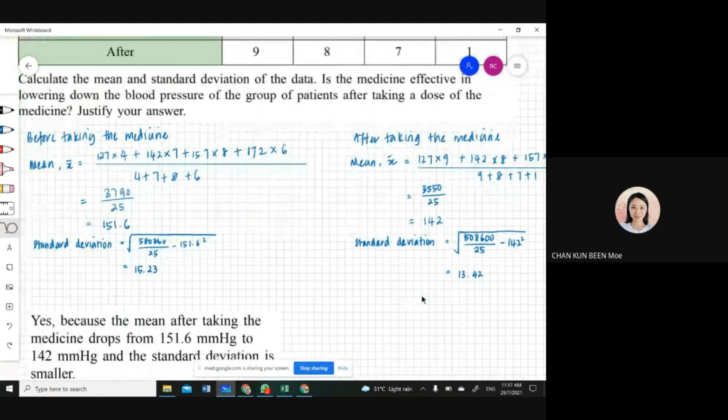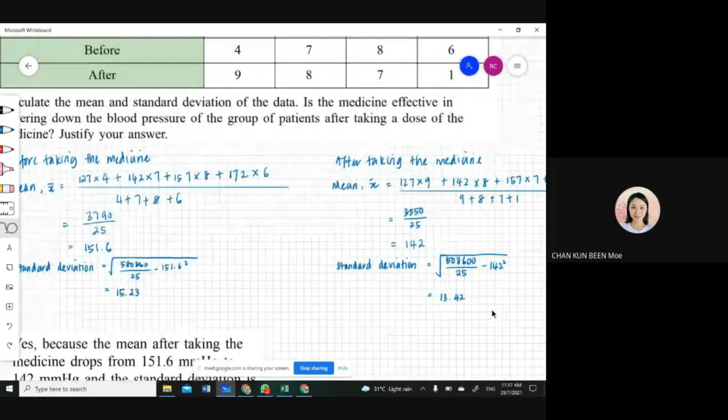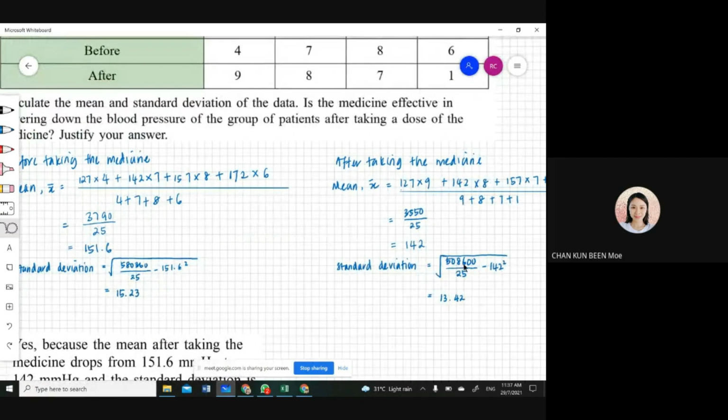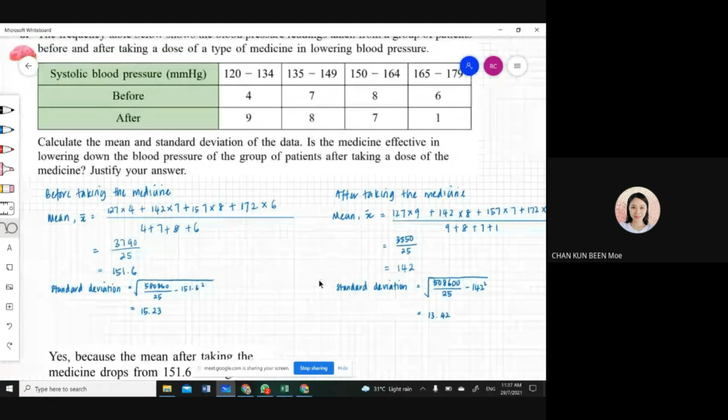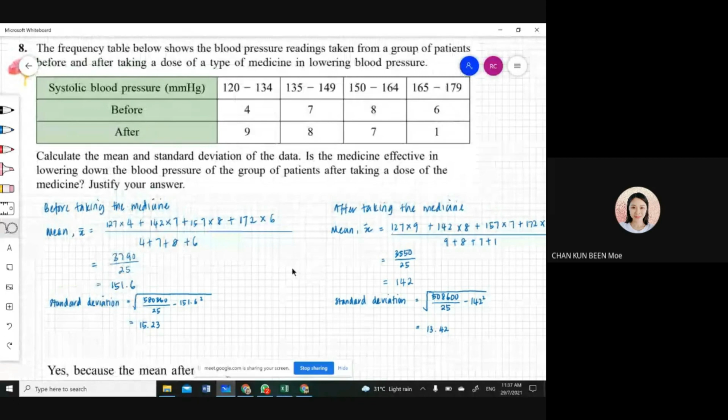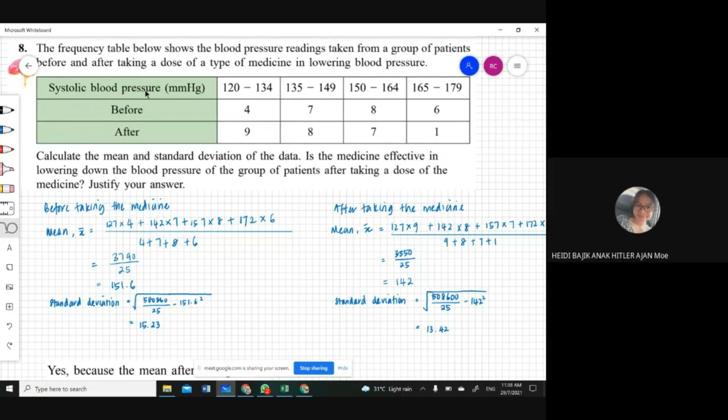After taking the medicine, the standard deviation is 508,600 over 25 minus 142 squared. So the answer is 13.42. Okay, so after that we compare. Last time I told you that for the mean, the higher the better, right? But in this case, because we need to find before and after for the systolic blood pressure, if you have a very high blood pressure, is that good? No. Most probably you might have a stroke or anything.